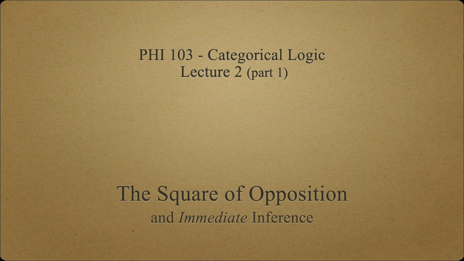Welcome to Introduction to Logic, Unit 2, an introduction to Aristotelian deduction. This is Lecture 2, Part 1, the square of opposition and immediate inference. In this short video, we'll learn about the logical relationships between the four categorical propositions and how we can use those relationships to form the so-called square of opposition, which will in turn allow us to make immediate deductive inferences.